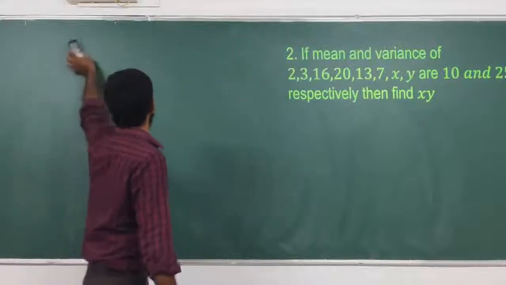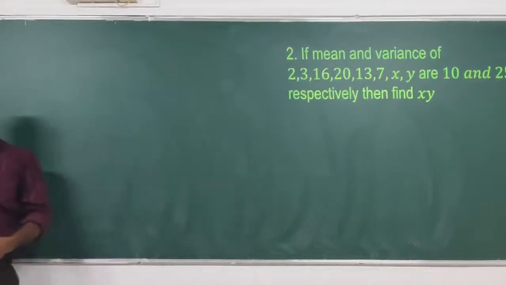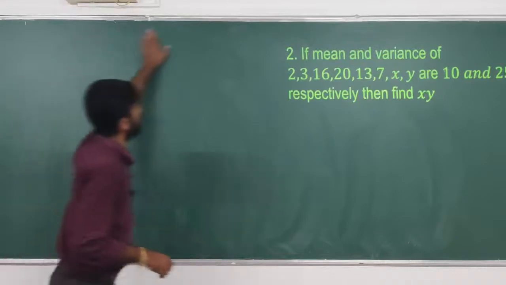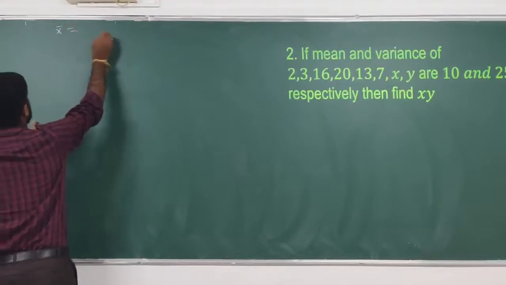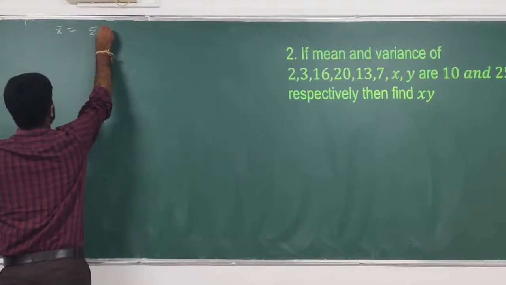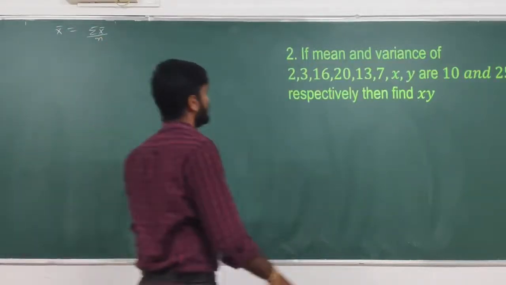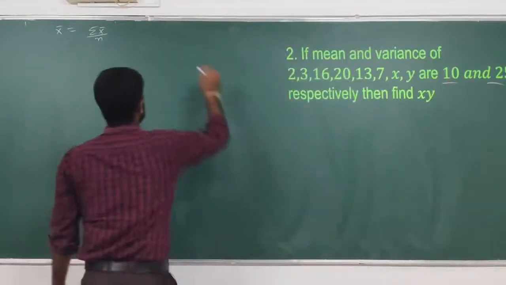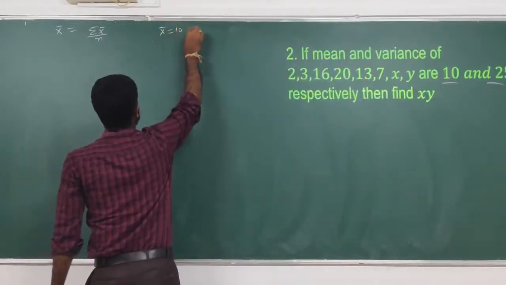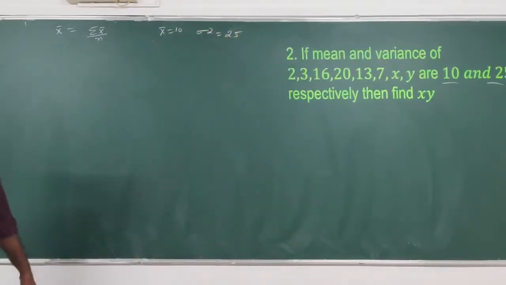That means we have to find the value of x and the value of y. Then we have to find the multiplication of those. For this, we already know mean, x bar, is equal to summation xi divided by n. Already they are given: mean is 10 and variance is 25. X bar is 10, sigma square variance is 25. Now we are going to find the value of x and y.